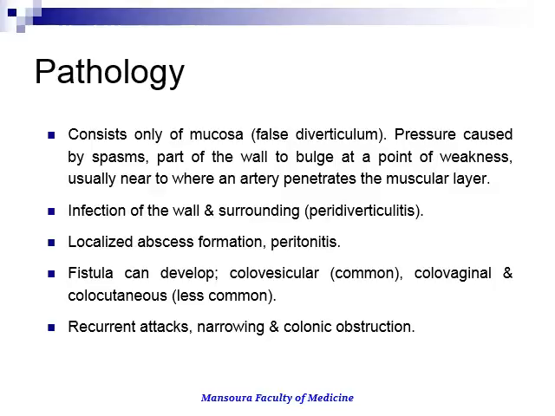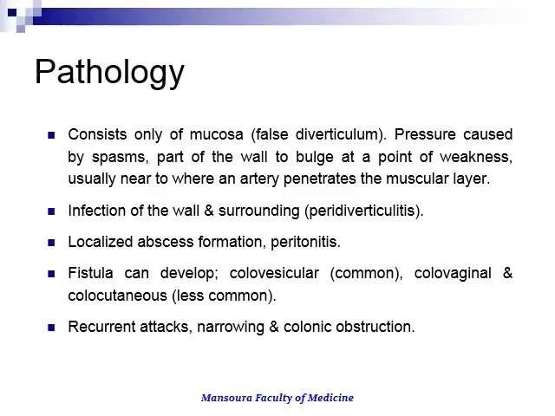So the wall of the colon has a muscular layer, and through this layer, arteries or blood supply go through the muscular layer to supply the mucosa. And this point of entry is usually a point of weakness. If there is a high pressure inside the colon, it pushes the mucosa to make a diverticulum, usually at this weak point.